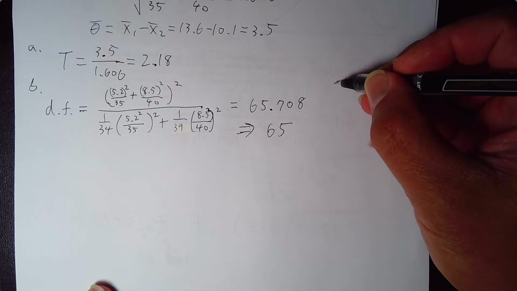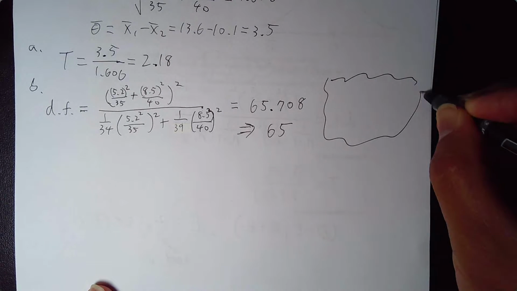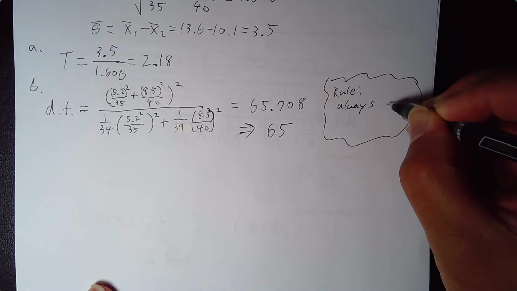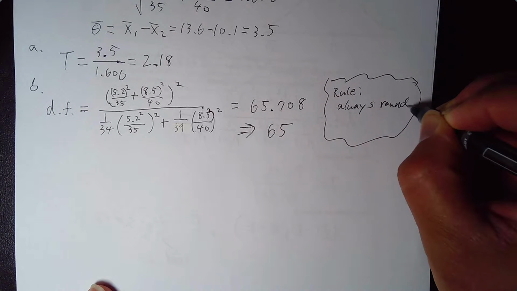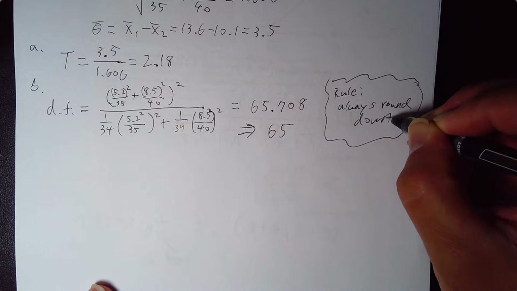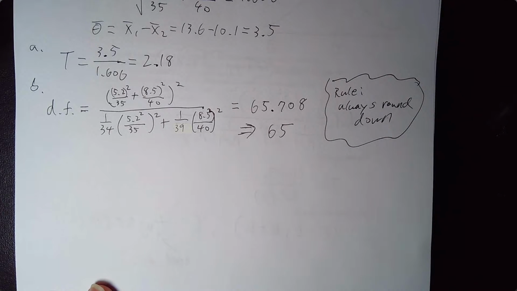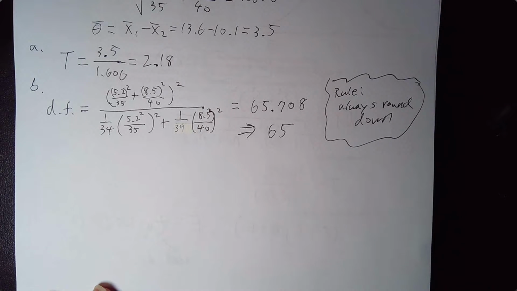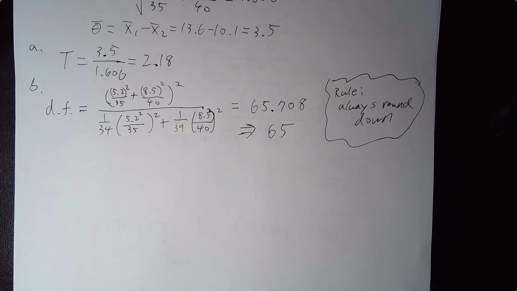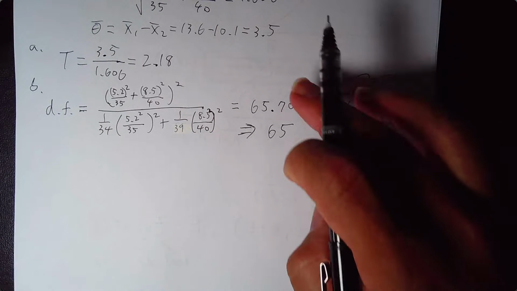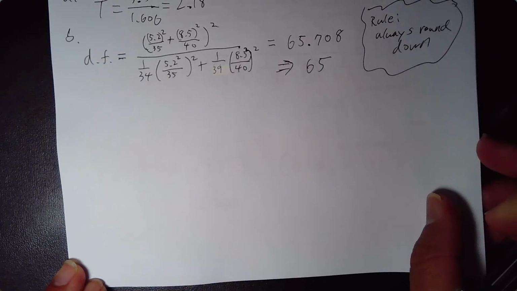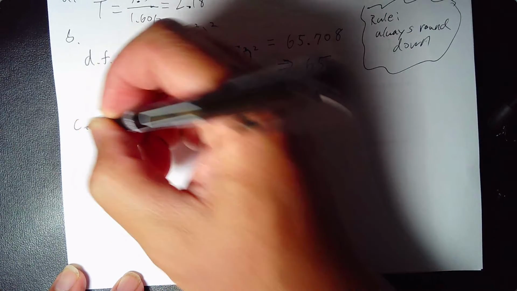So here's the rule: always round down. Now in reality, when the degrees of freedom get anywhere above 20, it's not going to make that big of a difference. 65 versus 66, calculation wise, it's really not a big deal. But we're going to be a little bit rigorous here, so the rule is we should always just round down. Fine. Next step, what is the p-value?